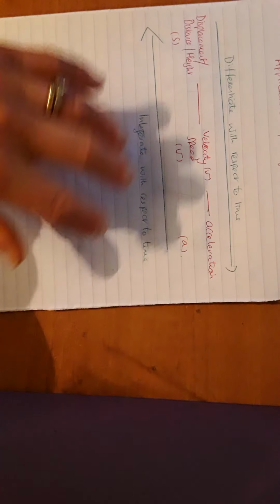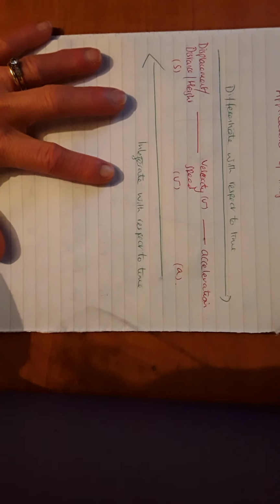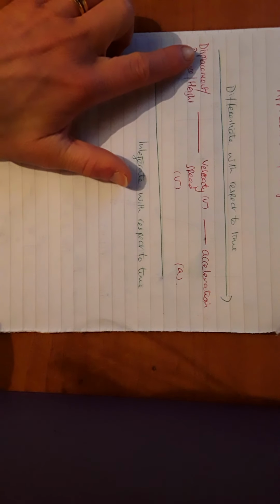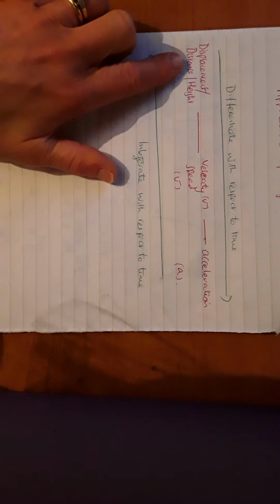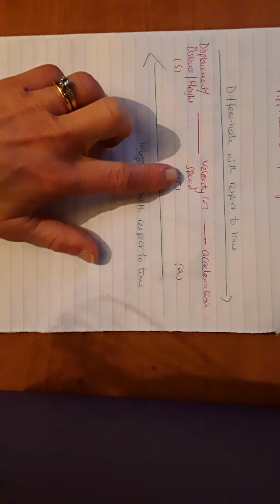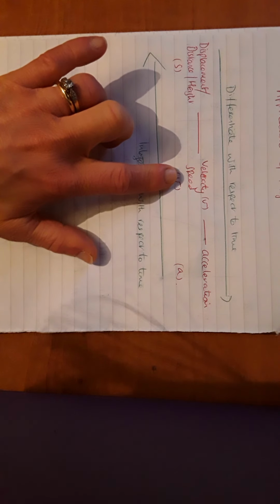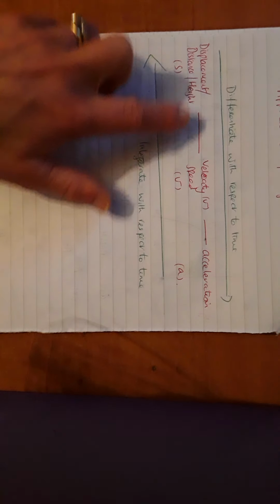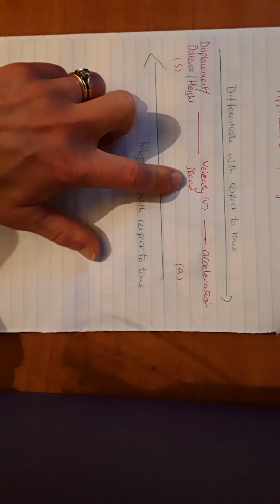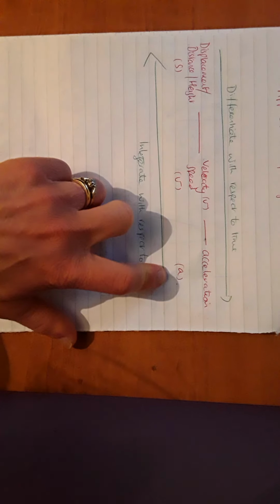In integration, have a look at this arrow diagram that I have made. If I was asked for displacement, distance or height, they're all just words for the same thing. If I differentiated that, I got my speed or velocity, two words for the same thing. If I differentiated that, I got acceleration. So this is the order they would go in. Differentiate the displacement or distance and you get speed or velocity. Differentiate that and you get acceleration.